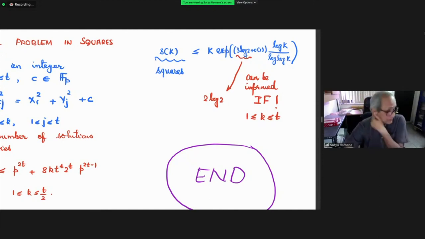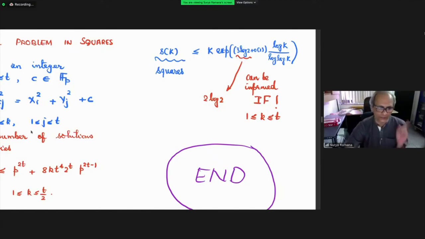Whether you get log 2 itself, I really do not know whether log 2 is the correct answer or not. On Mondays, Wednesdays and Fridays, I think it's one thing. On Tuesdays and others, I think it's the other. So I just can't make up my mind if 2 log 2 or log 2 is the right answer.